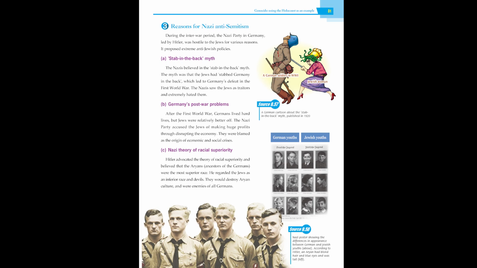Look at the source 9.57, a German cartoon about the stab in the back myth, published in 1920. Look at the source 9.58, Nazi poster showing the differences in appearance between German and Jewish youth. According to Hitler, an Aryan had blonde hair and blue eyes and was tall.